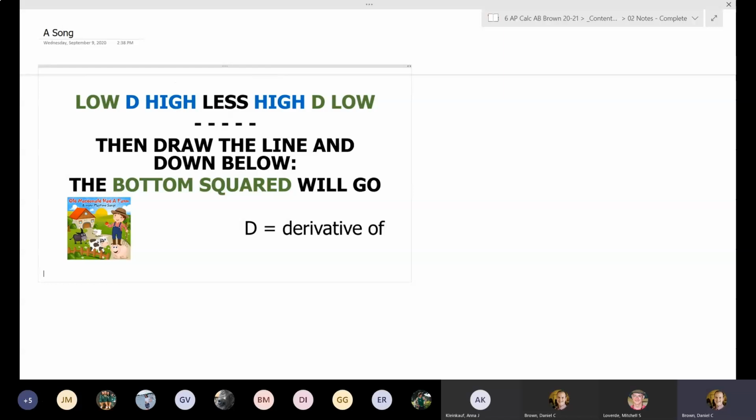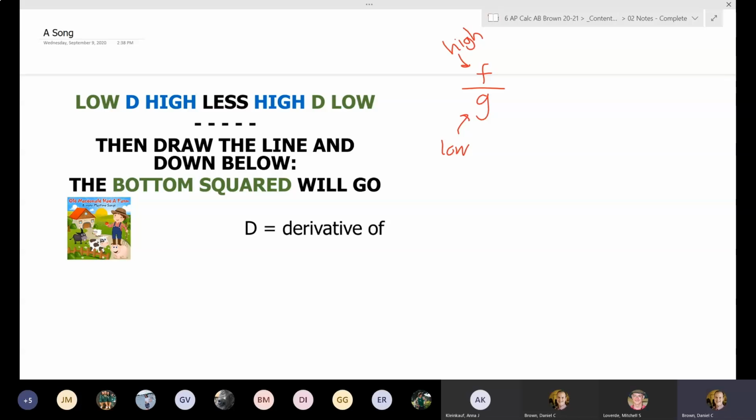It is to the tune of Old MacDonald, and I will sing it for you in a second. When I say low, I'm talking about the bottom part of the function. So low would be the bottom part. High would be talking about the top part. And when I say D low or D high, D basically represents the derivative.